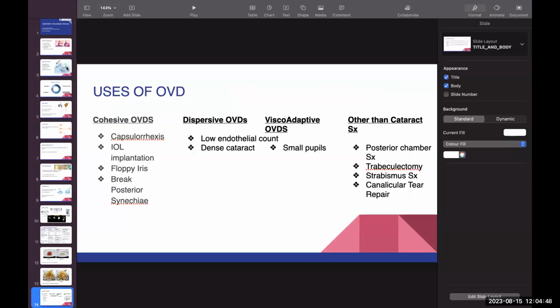So the uses of OVDs. Cohesive OVDs can be used for capsulorhexis, IOL implantation, in patients having floppy iris syndrome, and to break the posterior synechiae, as they tend to occupy space and maintain it. Dispersive OVDs are used in patients with lower endothelial counts and dense cataracts to protect the endothelium of the cornea. Viscoadaptive OVDs give the best of both worlds. Other than cataract surgery, they can be used in posterior chamber surgery, trabeculectomy, strabismus surgery, and canalicular tear repair.